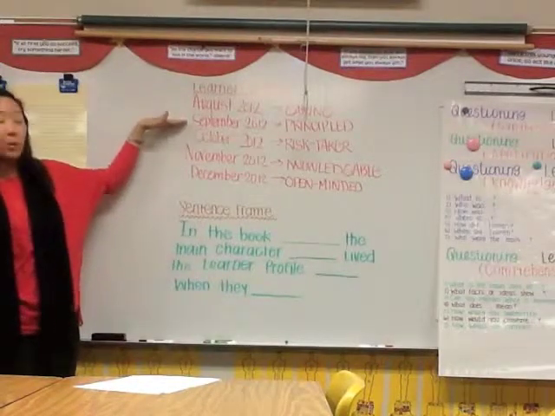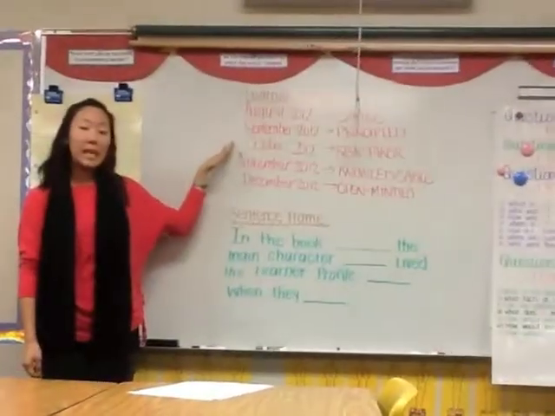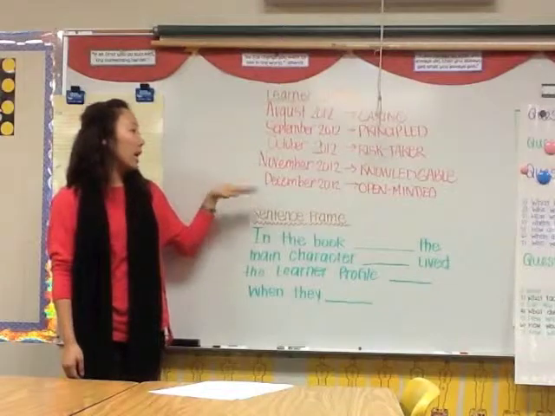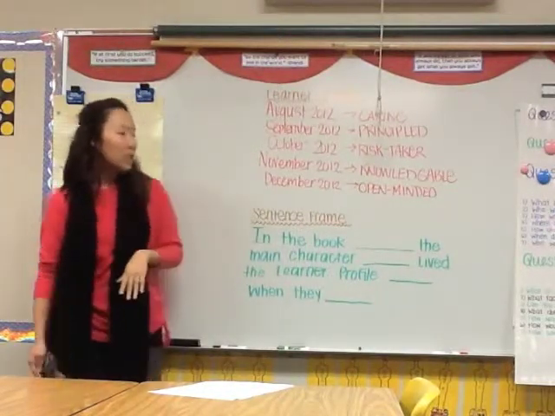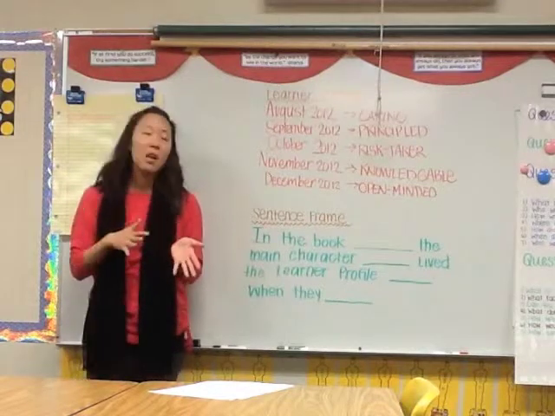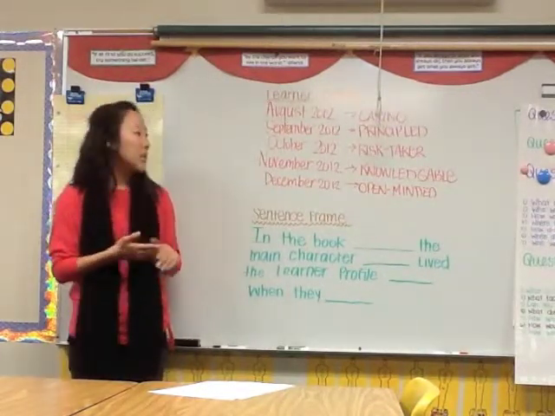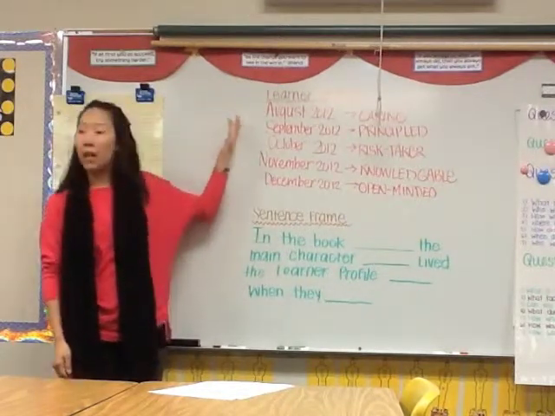And then in September, we learned about being principled. In October, we learned about risk-taking. And then in November, we learned about being knowledgeable. And this month, we are learning about being open-minded. So I want you guys to think of a character that is in the story, Katie's Trunk, and let's analyze what learner profile they reflect.